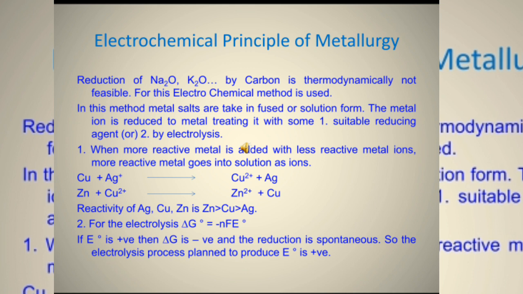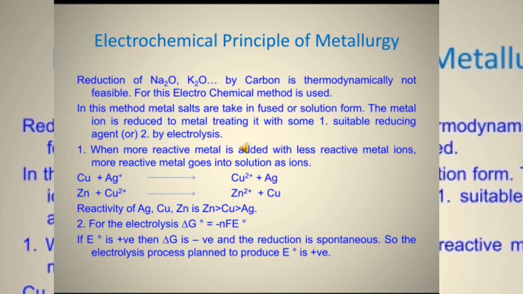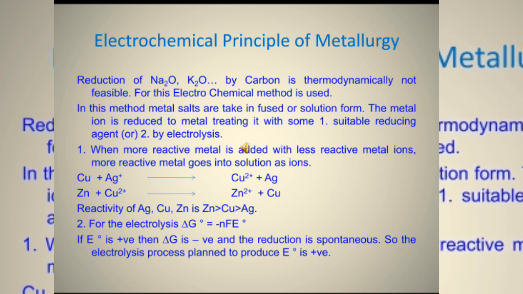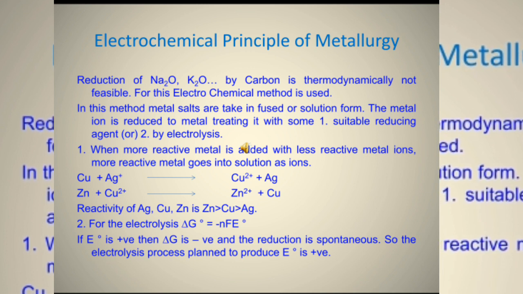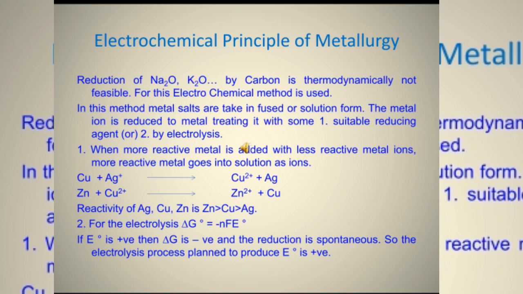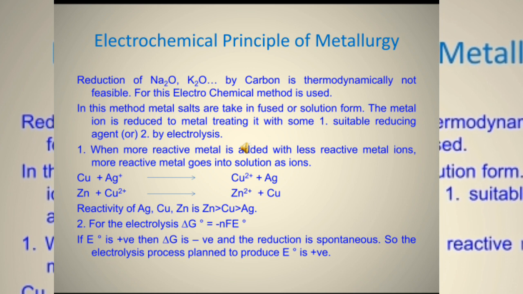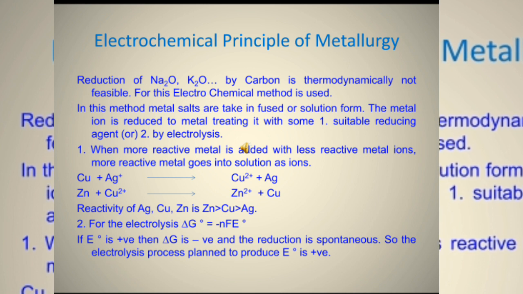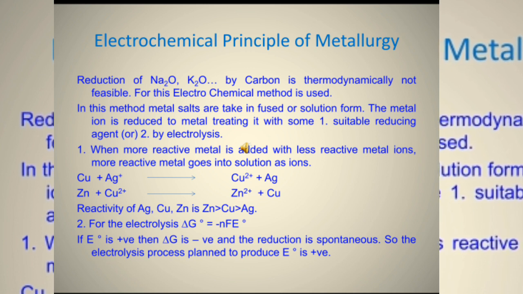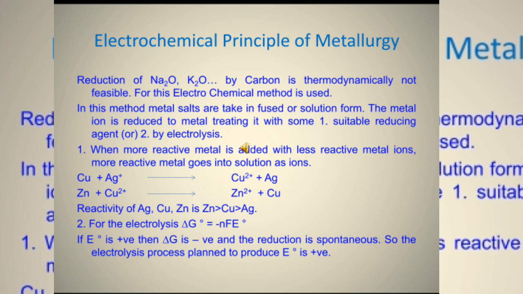Now the copper 2+ is changed into copper metal, and zinc is changed into zinc 2+ ion. Here the reactivity of zinc is greater than copper, and copper is more reactive than silver. So by using this method we can reduce the metal ion into metal.